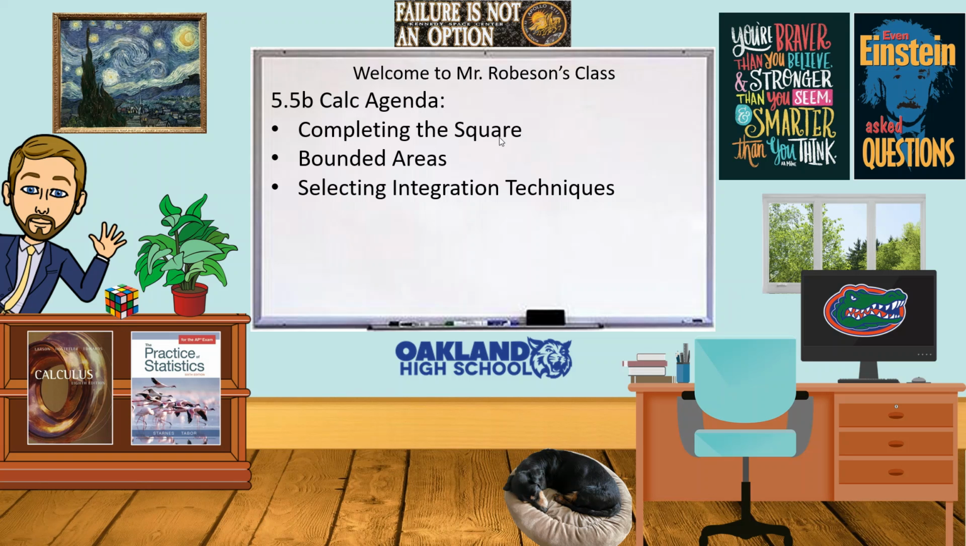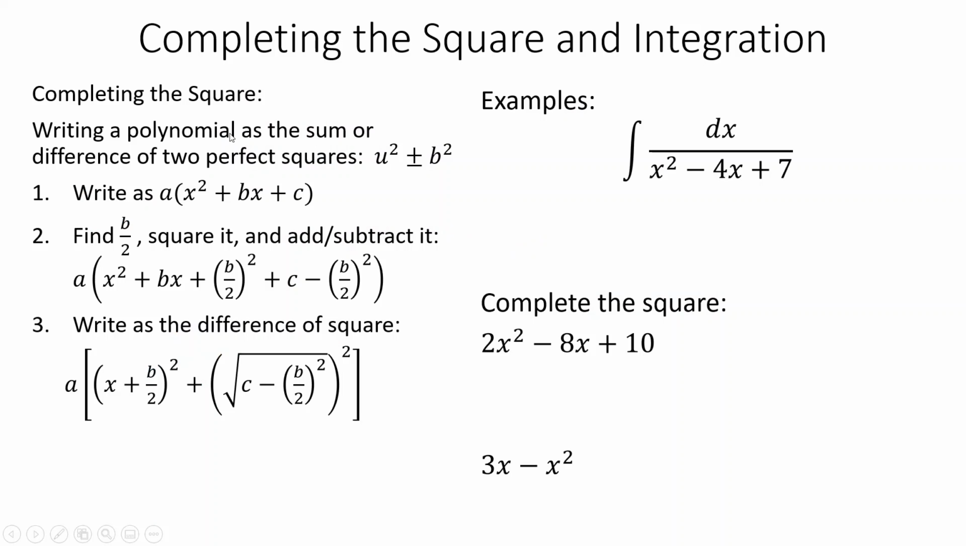So we're going to work on completing the square, then we're going to take a look at some areas that are bounded and do definite integrals, and then we're going to put it all together and do integration techniques. So this will be the end of our integral rules. Actually, last one was the end of new integral rules. All right, so completing the square, we want to write polynomials as the sum or difference of two perfect squares, like u squared plus b squared, or u squared minus b squared.